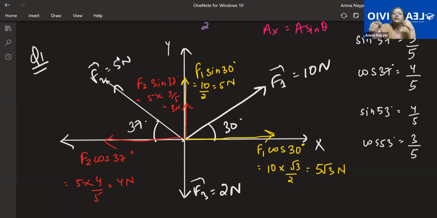So we are going by the reverse process. Now, class, just tell me one thing. Does F3 need any resolution? Yes or no? No, ma'am. It's already along the y-axis. So we need not touch F3.